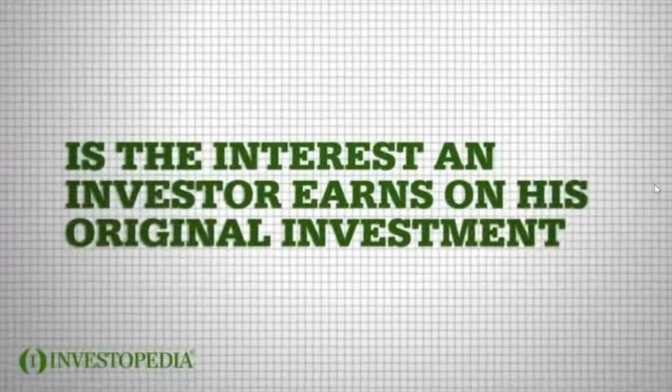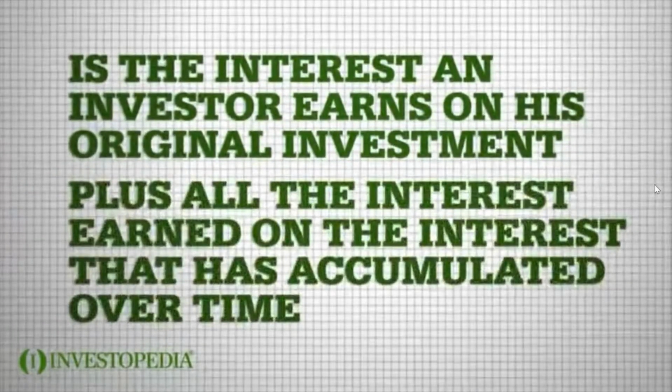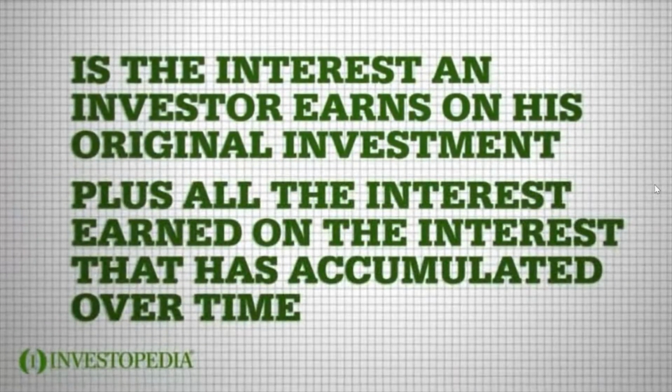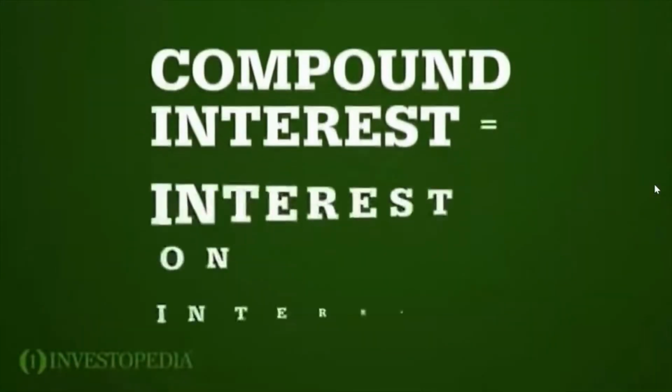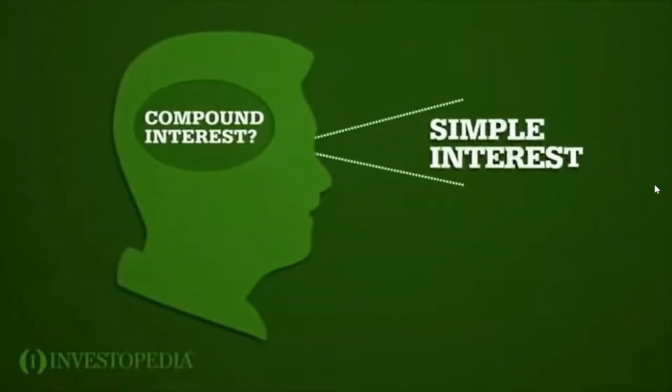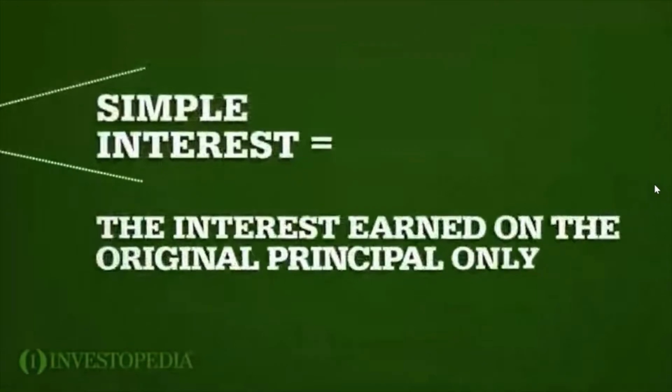Compound interest is the interest an investor earns on his original investment, plus all the interest earned on the interest that has accumulated over time. It is easier to think of compound interest as interest on interest. To understand compound interest, let's first look at simple interest, the interest earned on the original principal only.